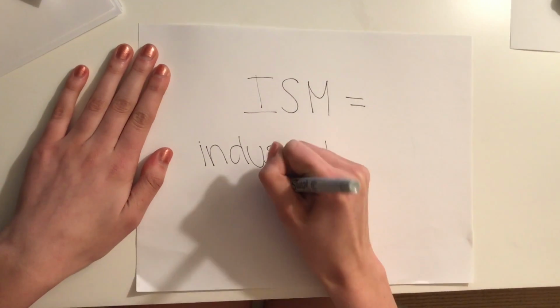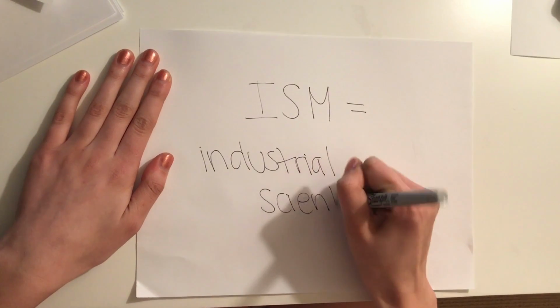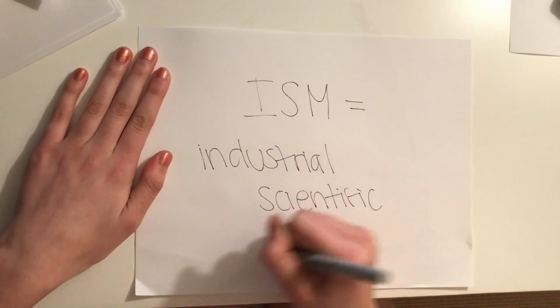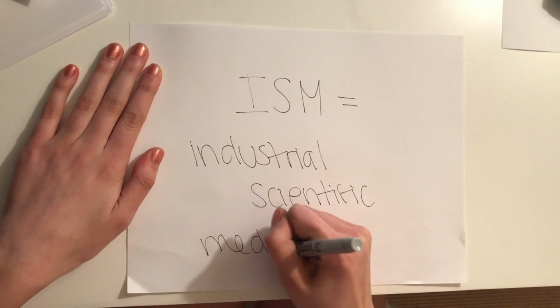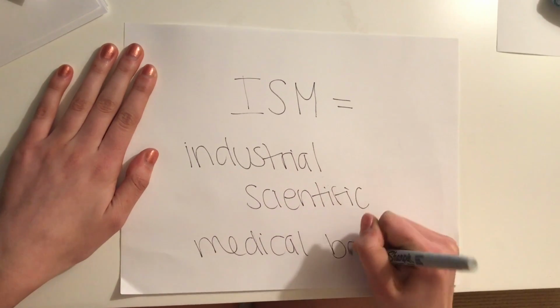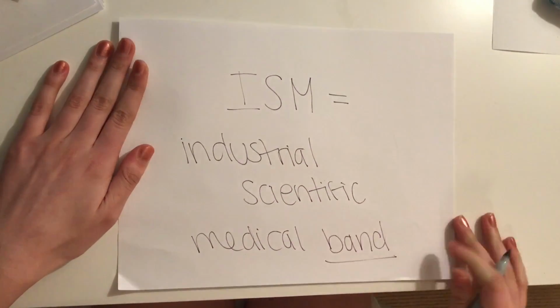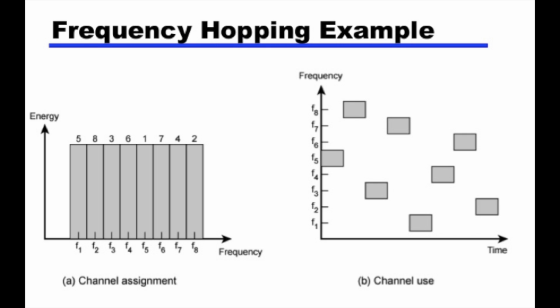Bluetooth runs between the frequencies of 2,402 MHz and 2,483.5 MHz. There are 79 channels between these frequencies and 1 MHz bandwidth per channel.